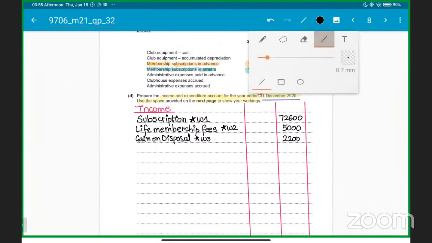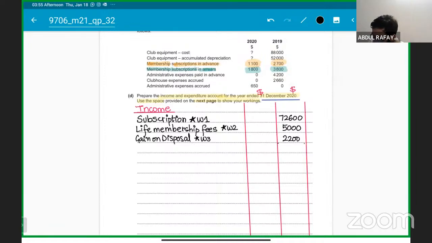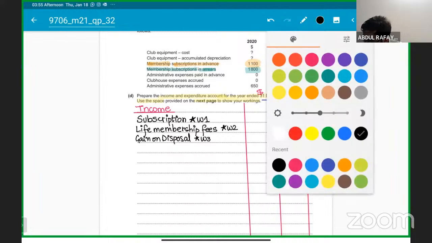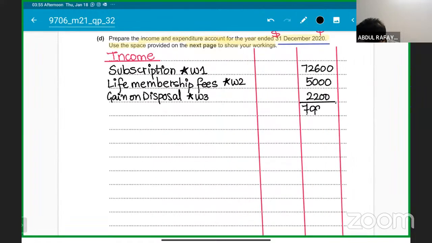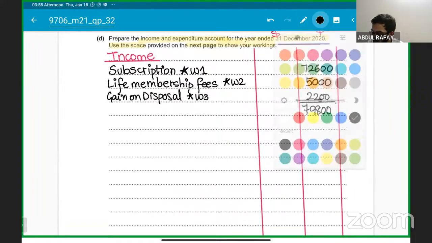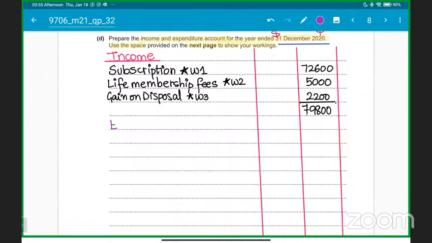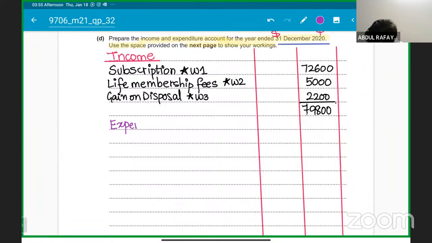So we have only 3 incomes. Income section finishes. And now we'll work on the expenditure. Okay, so 72,600 plus 5,000 plus 2,200. I am getting that as 79,800. Okay, everyone following that? 79,800. Okay, are you guys with me following? Now, let's talk about the expenditure. Any questions? Please let me know. Any problems, anyone?